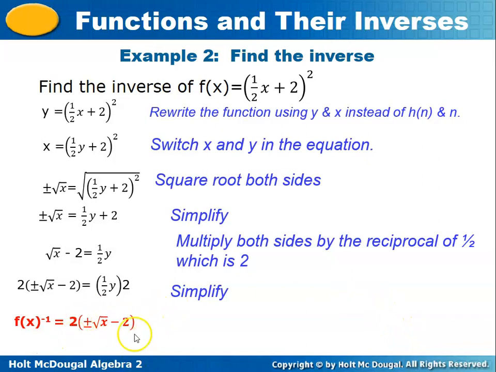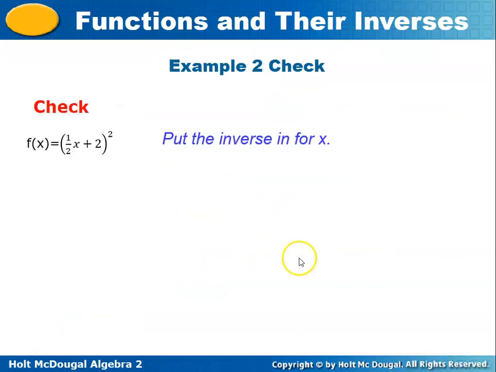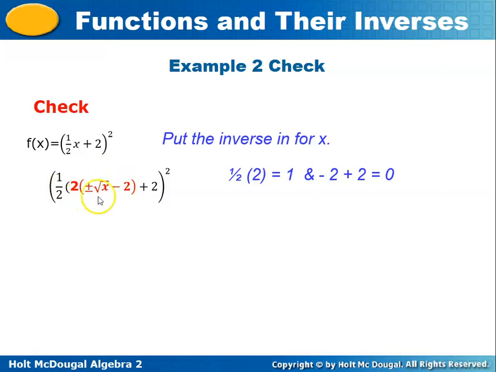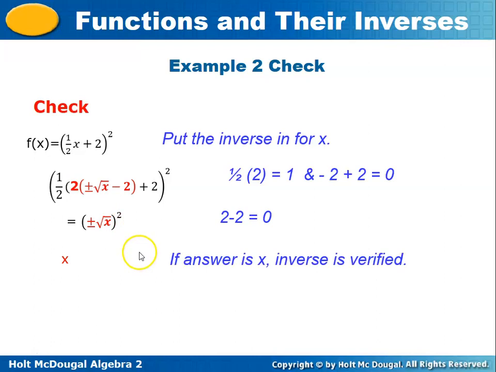So once again, we're going to take this equation right here and we're going to stick it up there in that x, okay, to check it. So let's do that. There's our original equation. We're going to put our inverse right there where that x is. So that's what I did. I put it right where the x was. And you should see pretty quickly that 1/2 times 2, that's 1, right? And then we got minus 2 plus 2, that's 0. So that's just going to leave us plus or minus the square root of x squared. Again, remember square root, if we square root, they cancel each other out, so we're just left with the x.